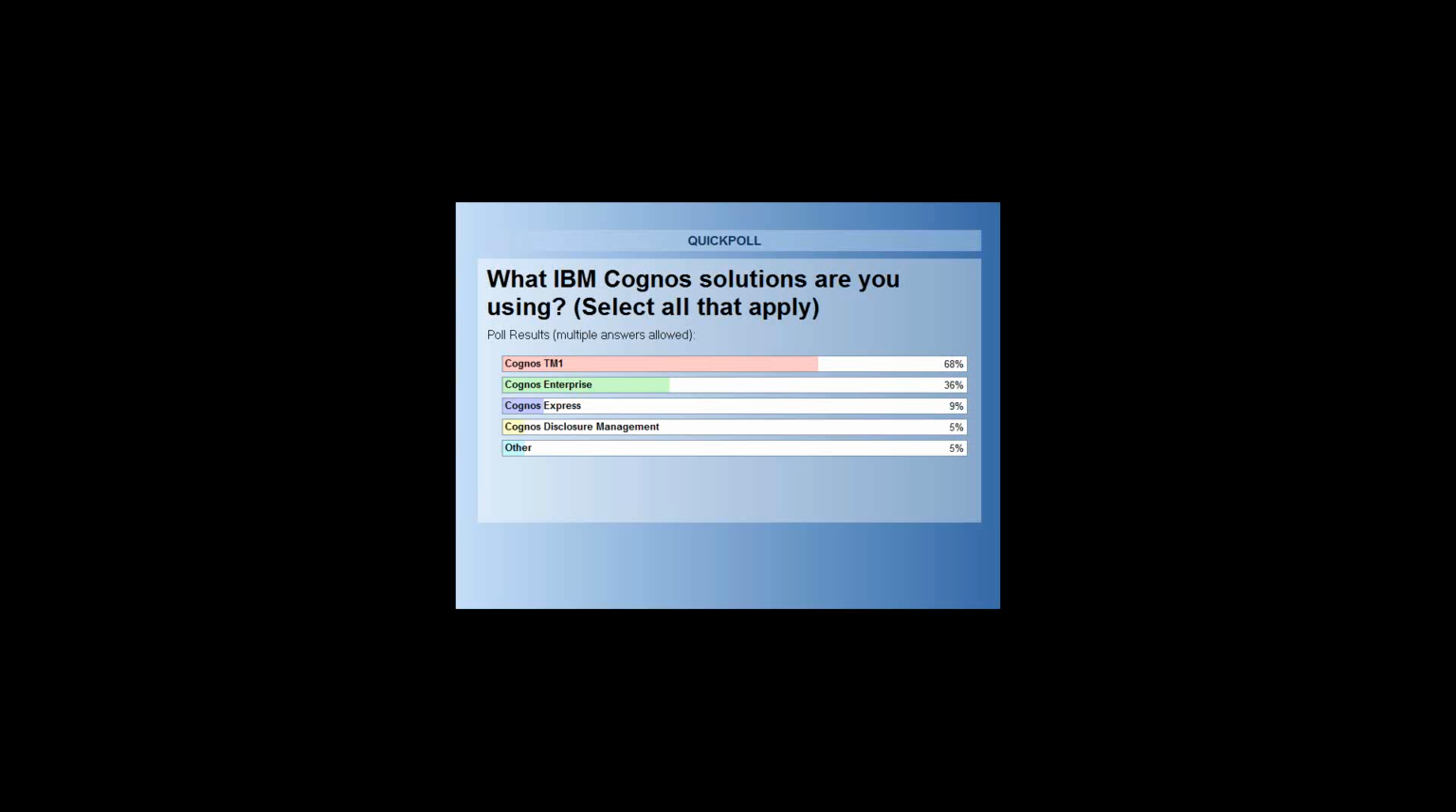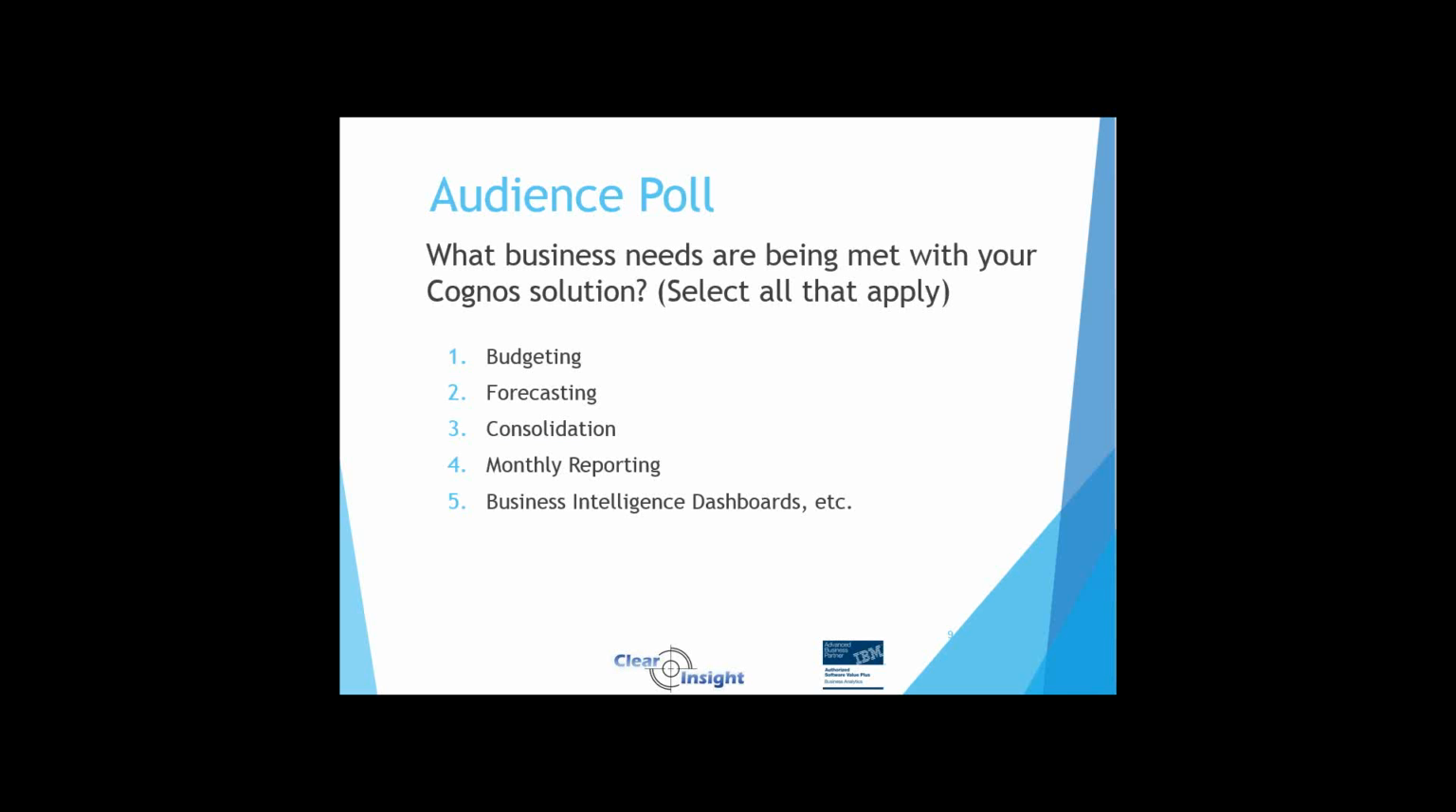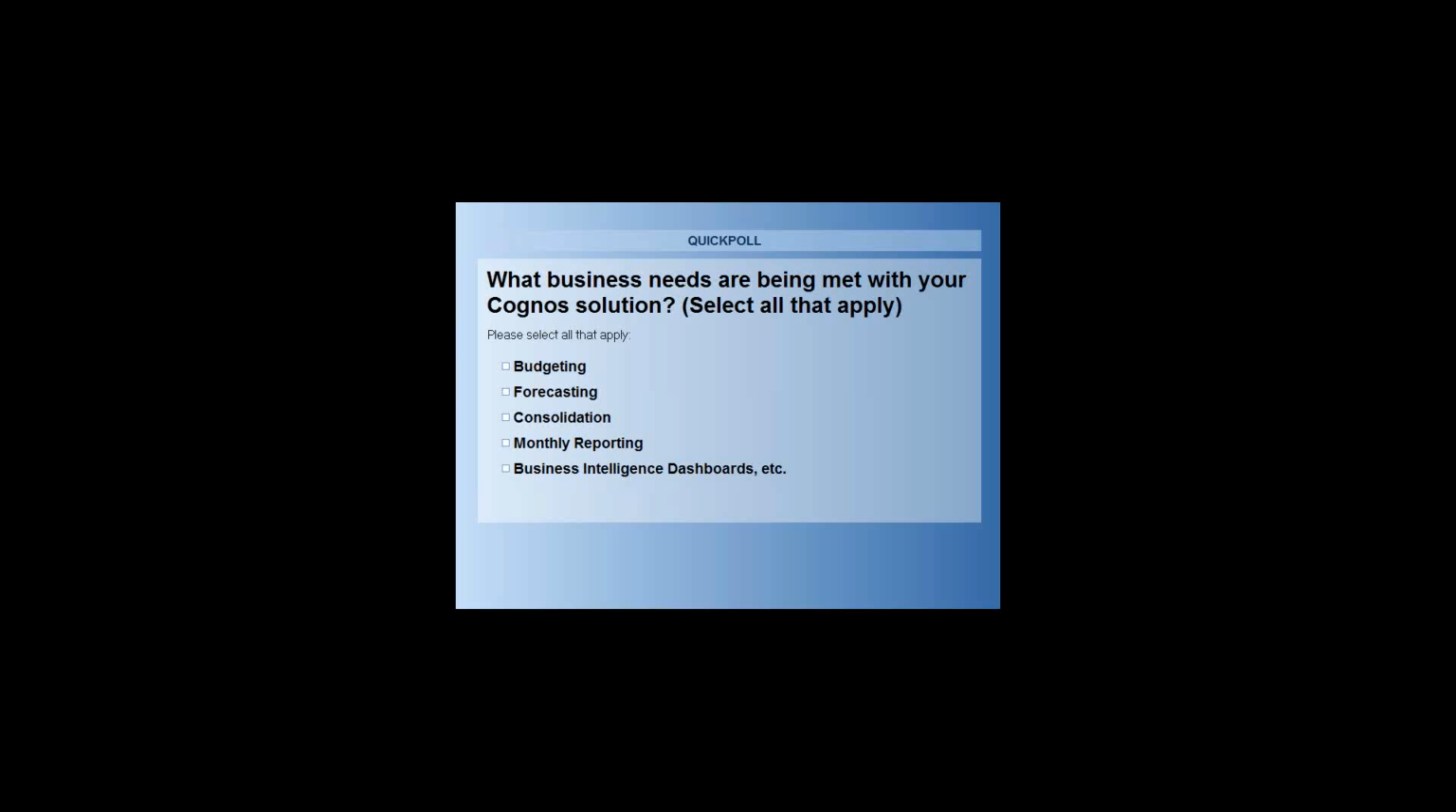Thank you for that. Okay, our next poll. Those are the solutions you're using, but how are you using it? And this gives you an opportunity again to select all that apply. Susan, I'll get you to open up this poll. And as this poll opens up, you're able to let us know, are you using TM1 for budgeting, for forecasting, consolidations, reporting, and business intelligence? You're no doubt using it for more than one of those items, so just select all that apply.